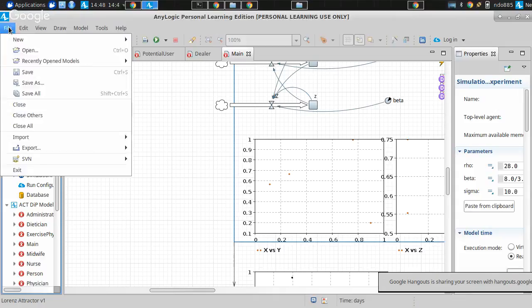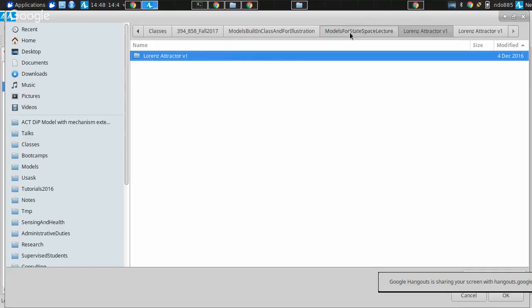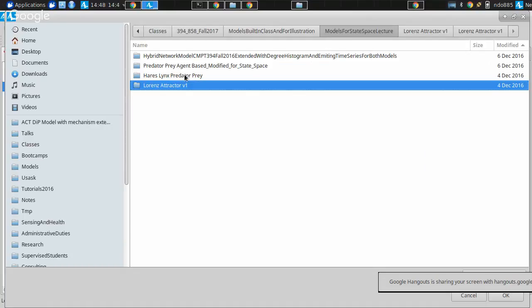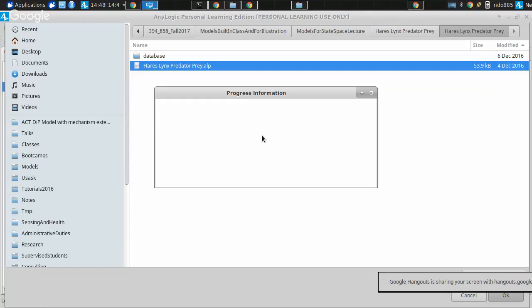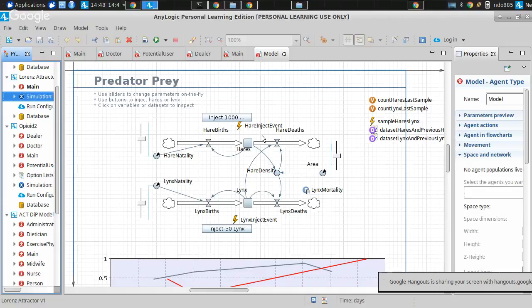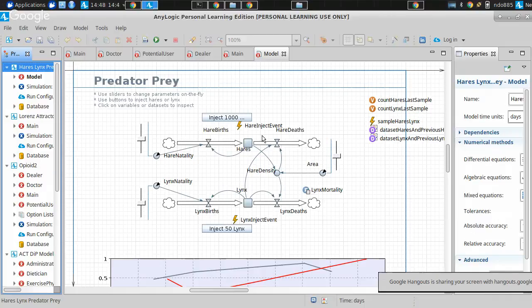I am going to go now, ladies and gentlemen, and we're going to open another one of these models that I've given you. It's going to be a model that is called hares, lynx, predator, prey. Okay? Now, this model's somewhat like a model you folks worked on. Gophers and coyotes. Remember that? So here we have hares, here we have lynx, and here we have each one influencing the other.